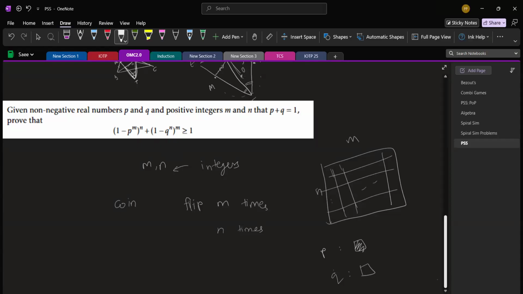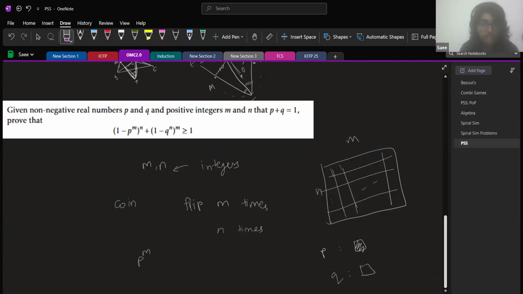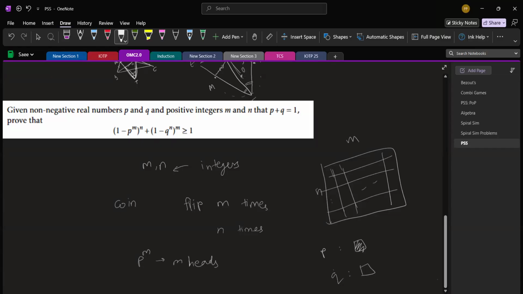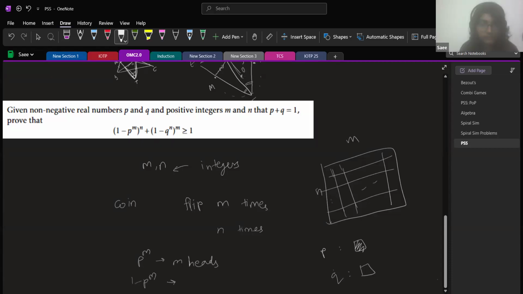Okay, so if P is the chance you get a heads, coming back to that thing I was thinking about, then P to the power M over (P plus Q) to the power M, which is just 1, is the chance that you get M consecutive heads. P to the power M is M heads. Then 1 minus that would be that you have almost no chance of it occurring. And the same thing for Q, but we would use tails.